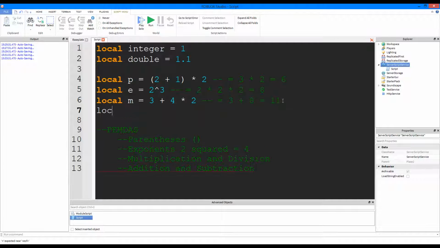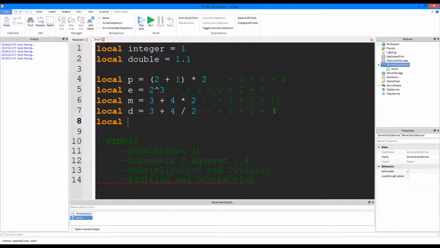Next up is local D, which equals 3 plus 4 divided by 2. Now, you could say, okay, this is 3 plus 4, which is 7, divided by 2, which is 3.5. Technically, you'd be right, but not due to order of operations in PEMDAS. Hopefully you already figured this one out for yourself. It's actually 3 plus 2, because 4 divided by 2 is 2. So 3 plus 2 equals 5.